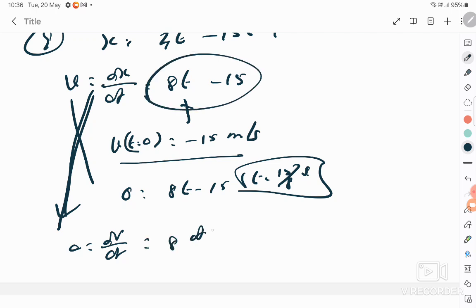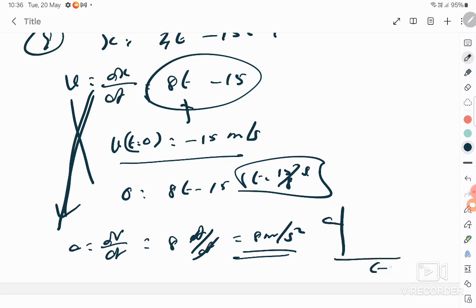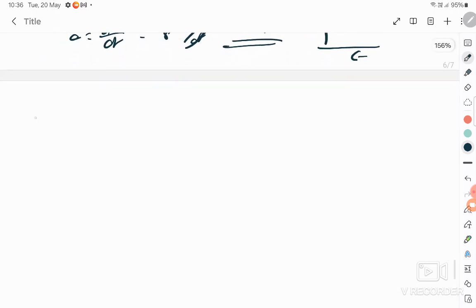You get 8 into dt by dt, which shows that 8 meter per second square is a constant acceleration, not dependent on time. So let's go to the 10th question.